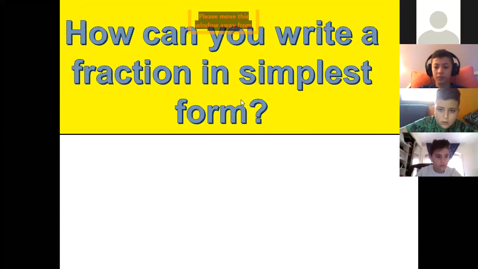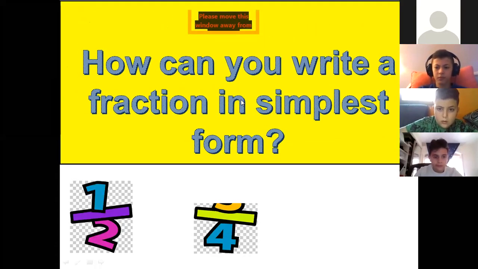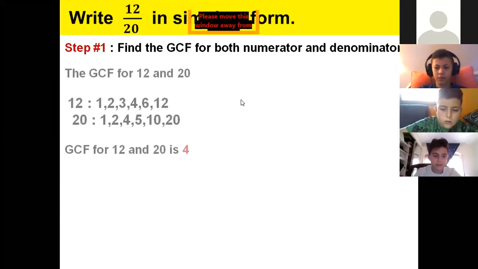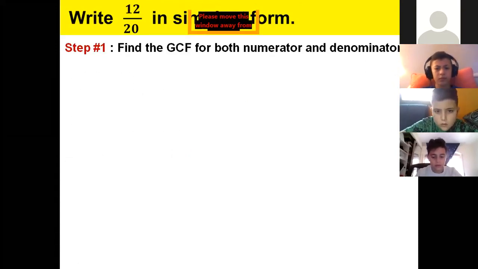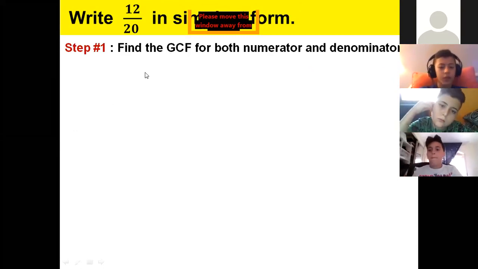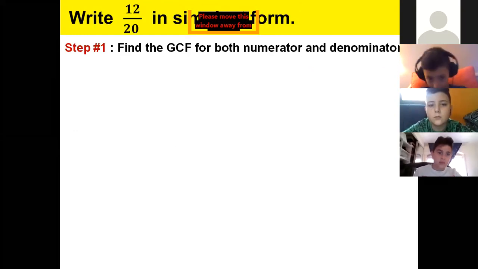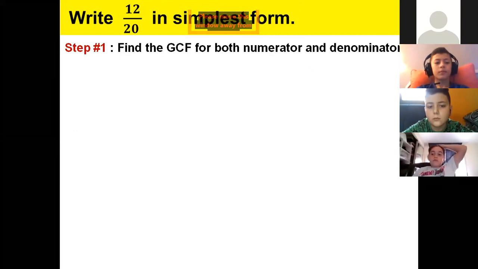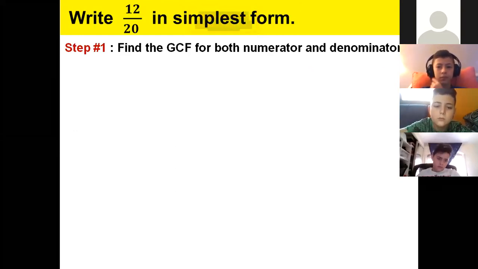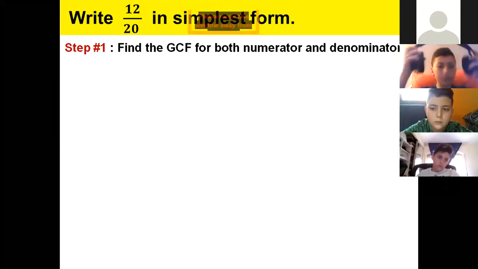So let me go now to more questions. How can we write a fraction in simplest form? This is, for example, the fraction 12/20. If we want to write this fraction in simplest form, we need to find the greatest common factor. Some of you can figure out the number or the factor directly. Some of you would like to use the greatest common factor way. I'm going to tell you the greatest common factor way, and then we will do the other questions directly.